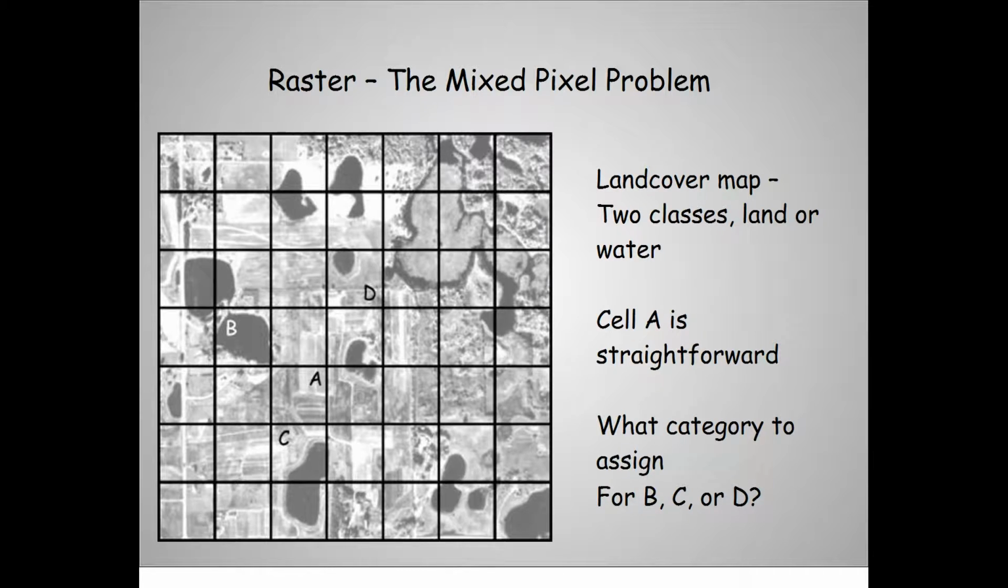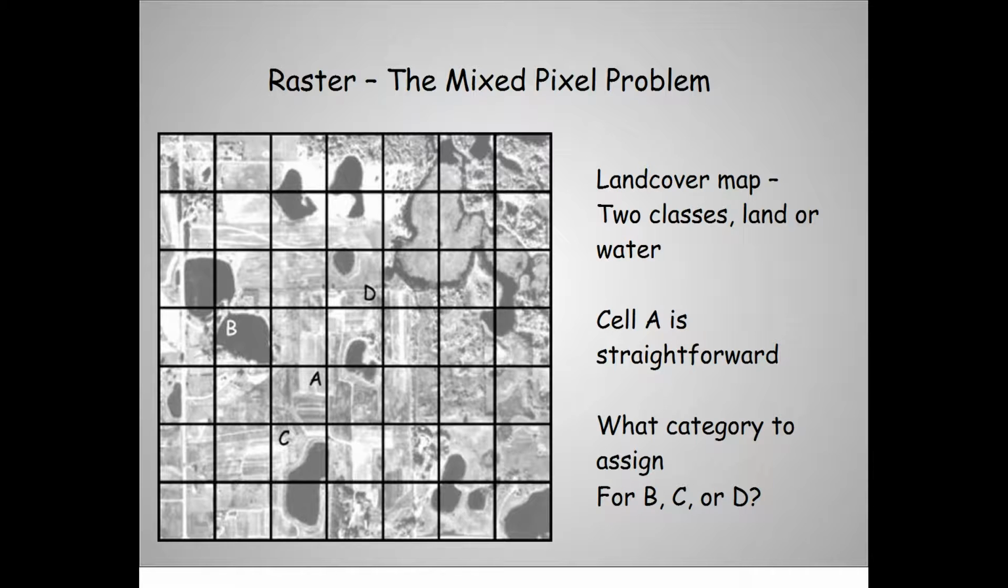And so there's only a few cells here that are straightforward if we have two classes, land or water. So this could be land, this could be land, this could be land, that could be land, that could, well, that's got some water in it. This has got some water in it. So how do we figure this out?